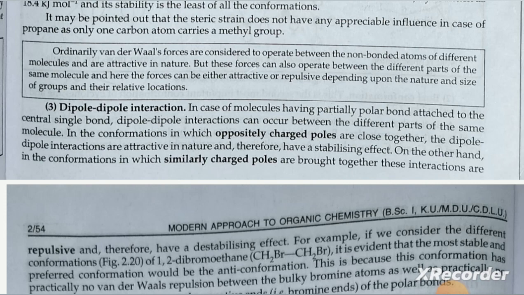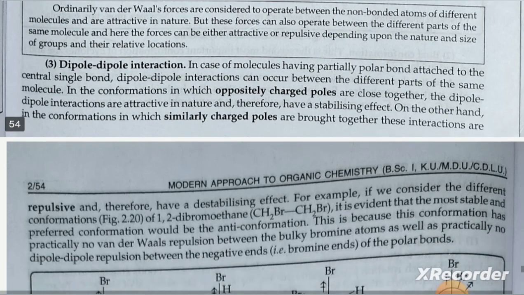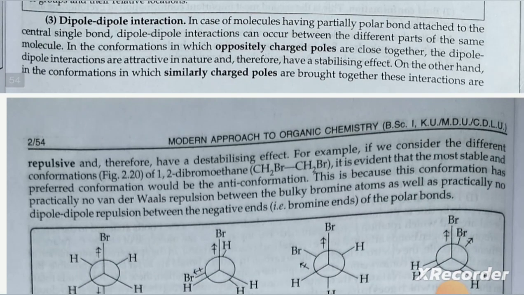Third is dipole-dipole interaction. In case of a molecule having partially polar bonds attached to the central single bond, dipole-dipole interaction can occur between the different parts of the same molecule. In the conformation in which positively charged poles are close together, the dipole-dipole interactions are attractive in nature and therefore have a stabilizing effect. On the other hand, in the conformation in which similarly charged poles are brought together, these interactions are repulsive and therefore have a destabilizing effect.